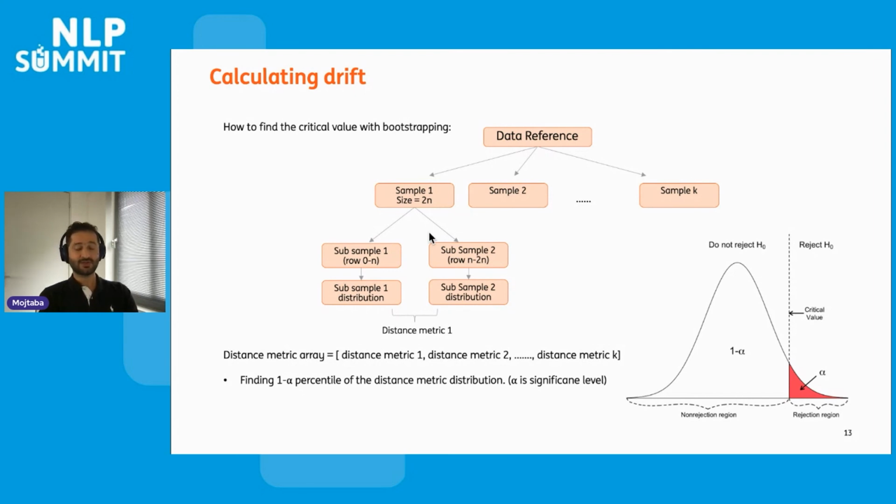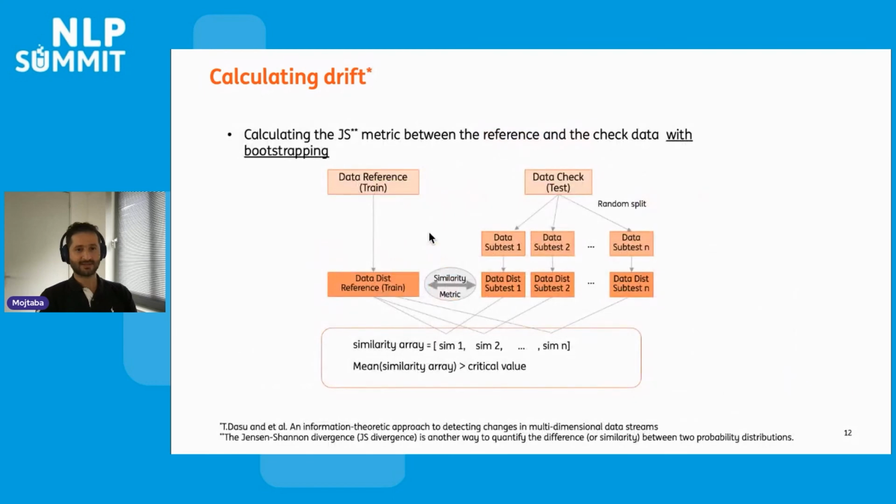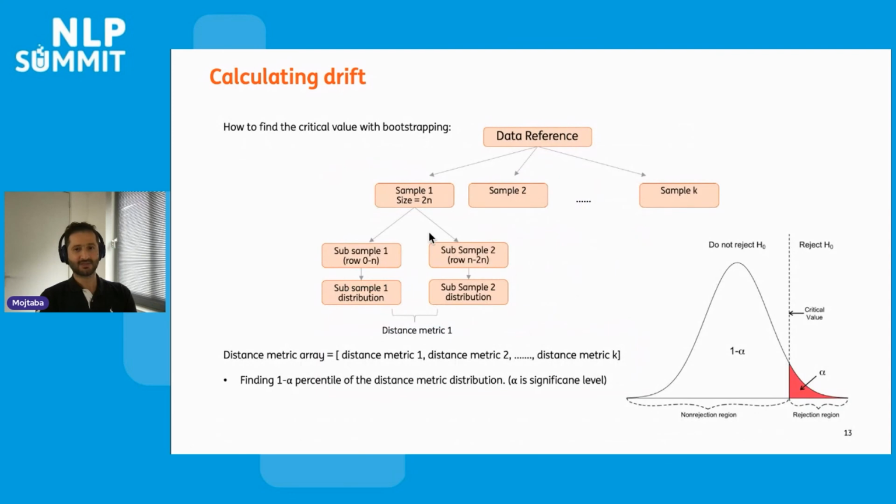In this distribution, you can define an alpha. Alpha is like a significance level or your confidence level. This alpha is completely user defined, and based on it you can find a critical value. Again, let me go back. If the mean value of the similarity array is above this critical value, it means that your null hypothesis is rejected. It means that basically there is a drift in your input data or your model output data. If not, there is no drift.